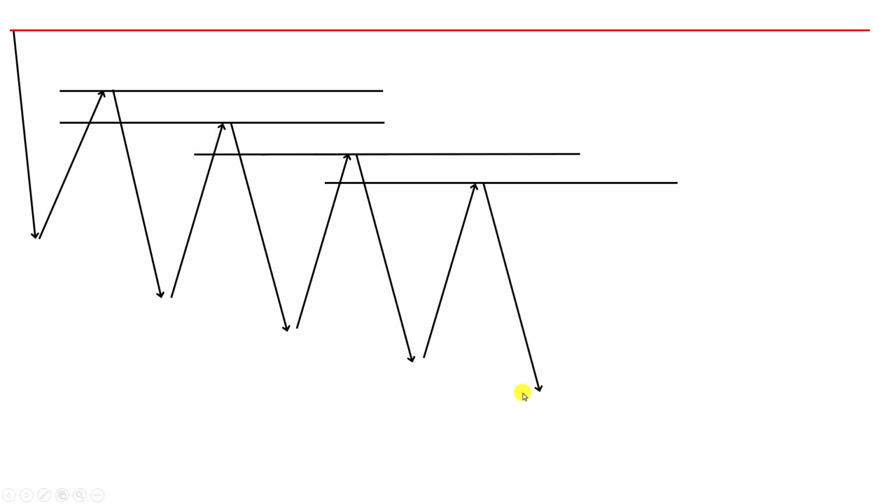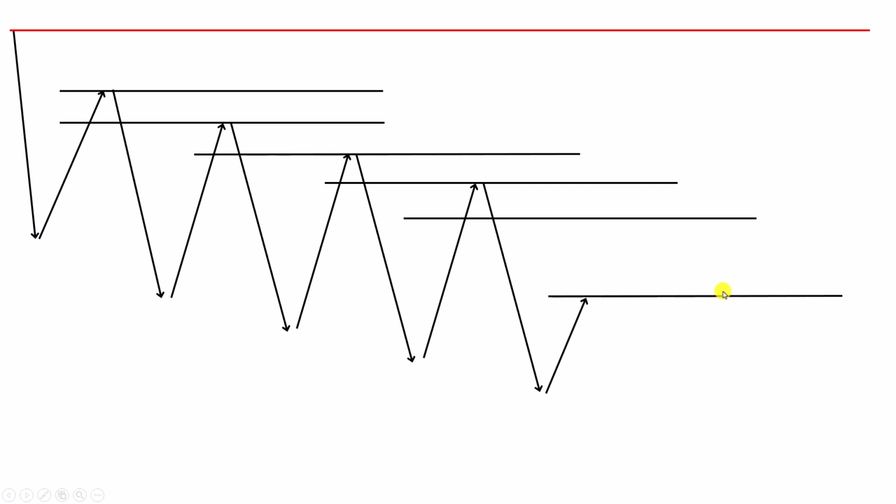Once again it has come down, it has broken the previous swing, and so we will mark our supply zone here. And now let us say that the price came only till here and then it came down. So here is our level, new level. And if ever the price comes back to this level, we will take an entry in short direction.